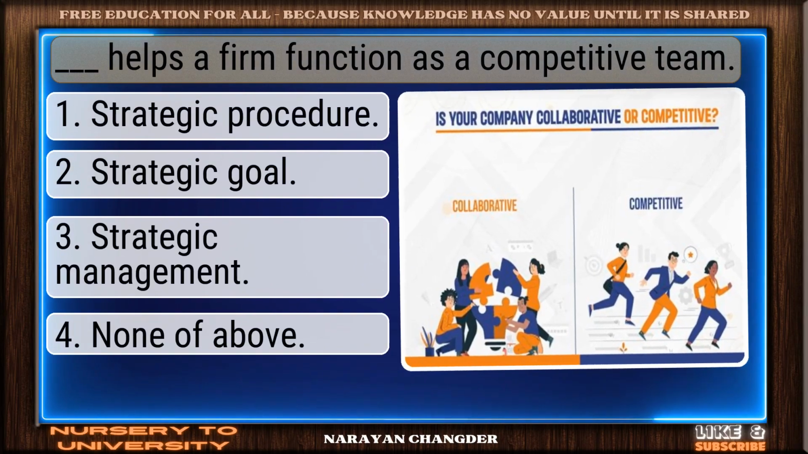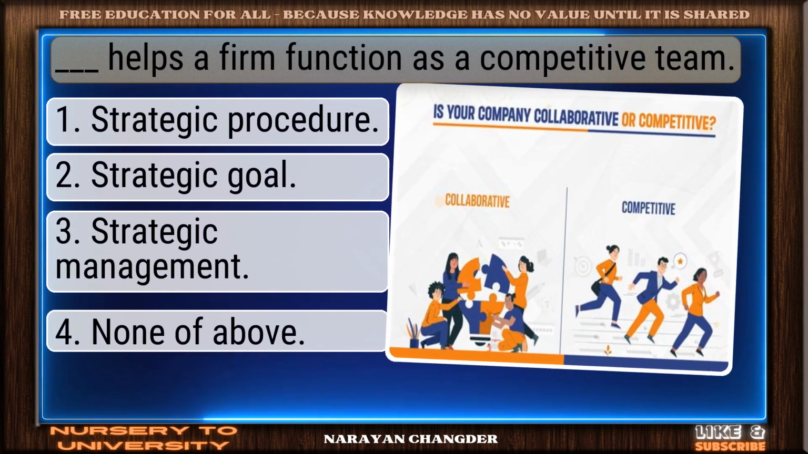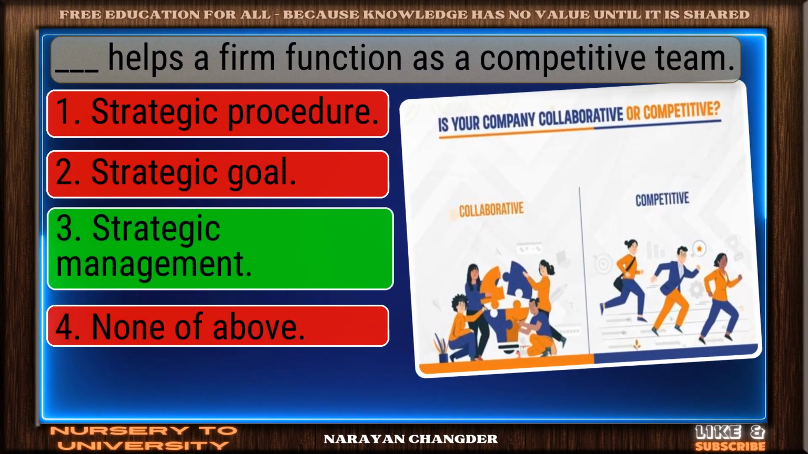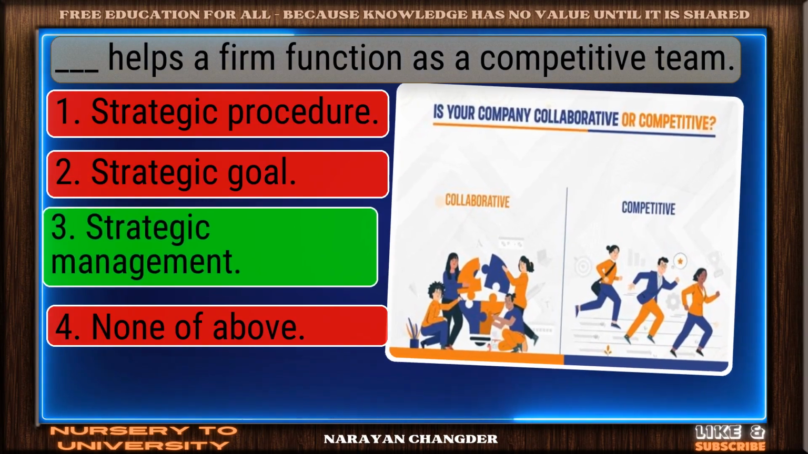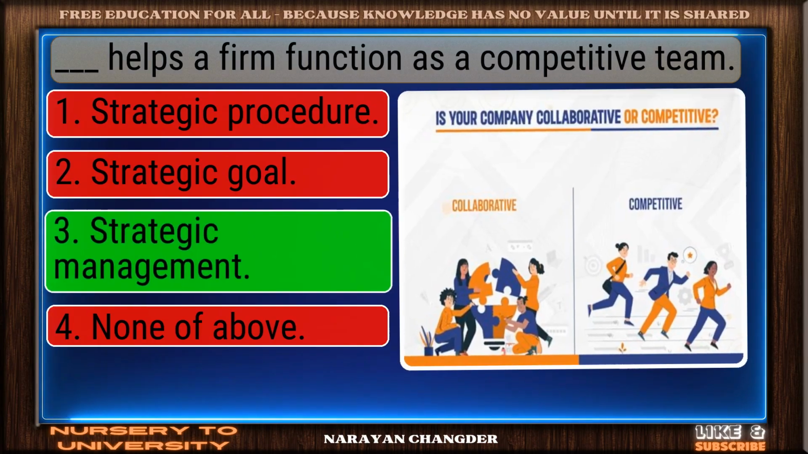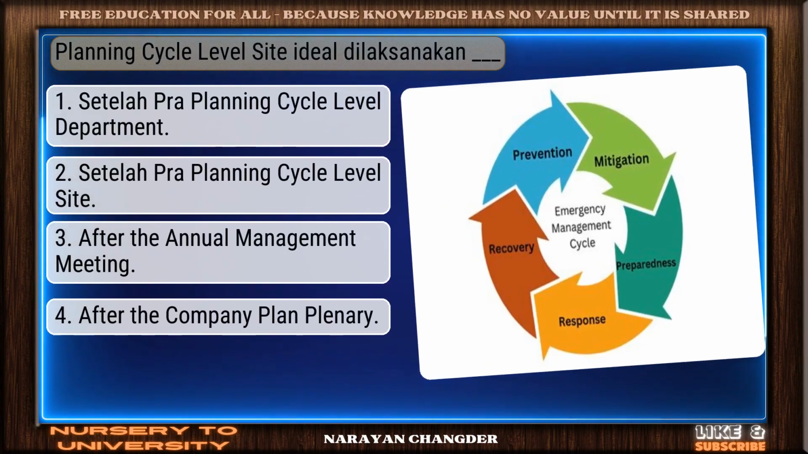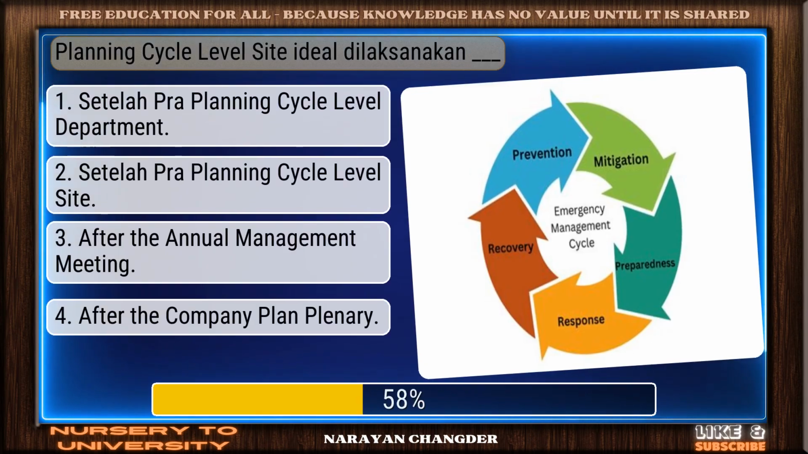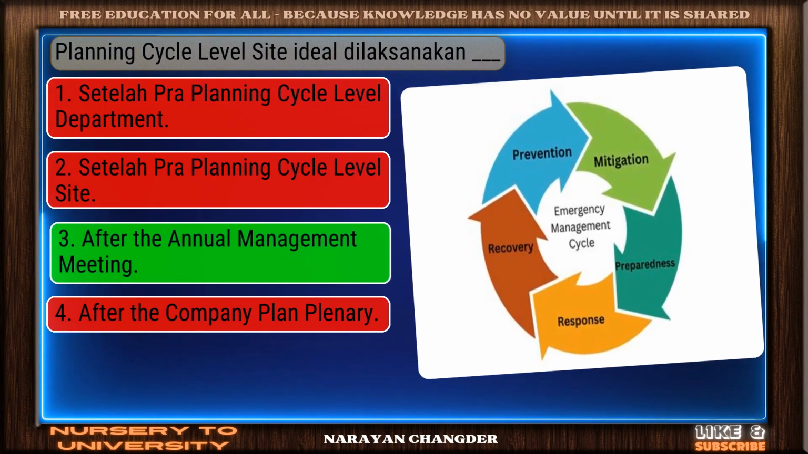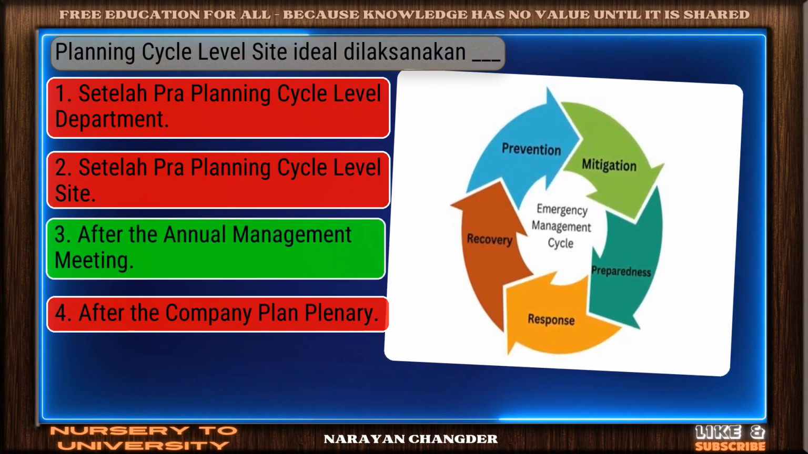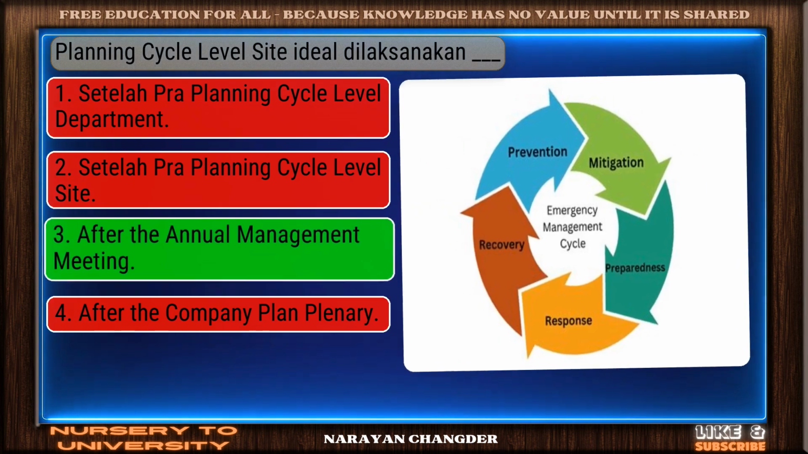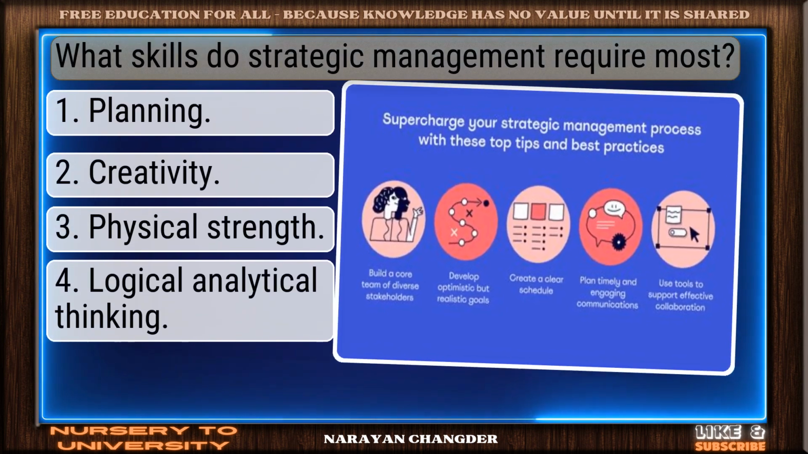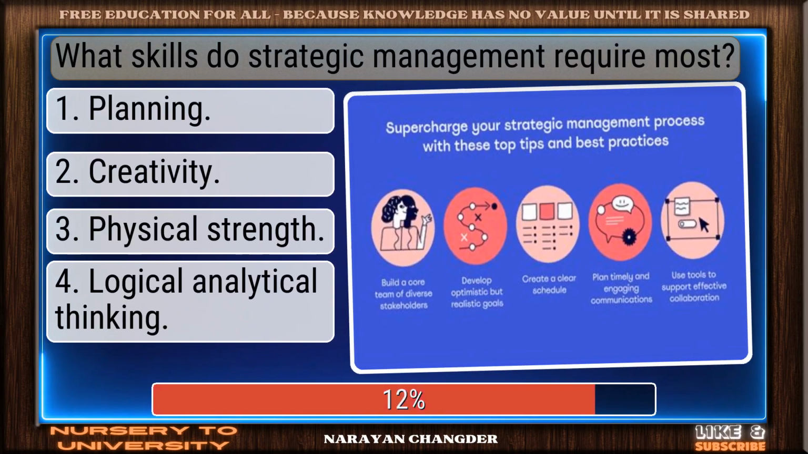Dash helps a firm function as a competitive team. On track. Strategic management is the correct answer. Planning cycle, level, site ideal, Dash. Well reasoned. After the annual management meeting is the correct choice. What skills does strategic management require most?